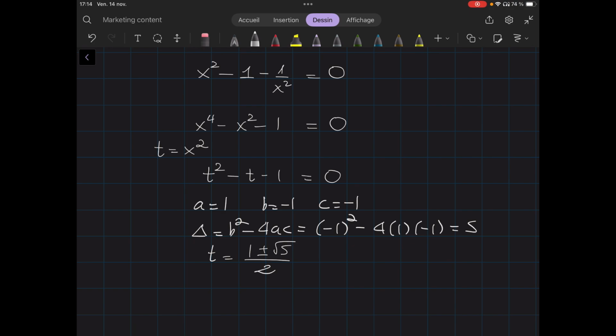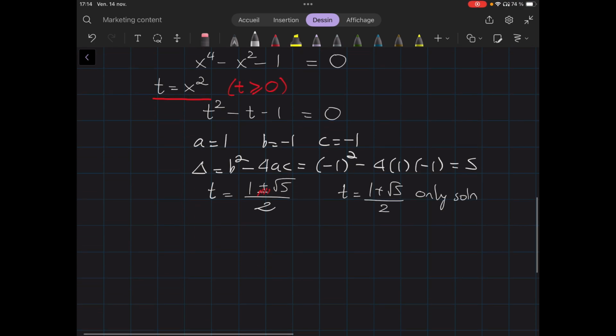Be very careful here again. t is equal to x squared. Because of that, it is always greater than or equal to 0. So we have to reject the negative root. t is therefore 1 plus root 5 over 2. That would be our only solution. x is therefore plus or minus the square root of this.